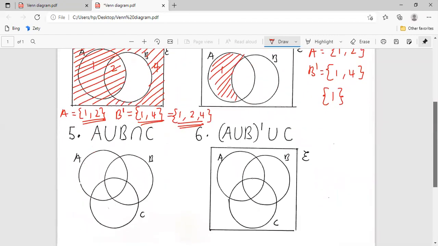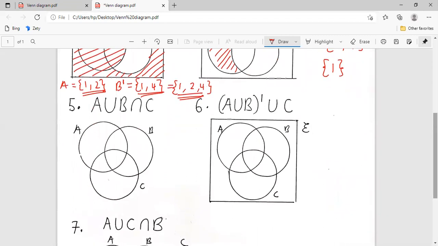Now, for number 5 and number 6, we are bringing in a third set. So we shall have 3 circles involving 3 sets. When you look at number 5, it does not have the universal, and when you look at number 6, it has the universal. So let's look at number 5 first. When you have 3 sets and there are no brackets, very simple. It means deal with the first 2, and the final answer you get, you will now compare with the last part. So let's first deal with the first two.